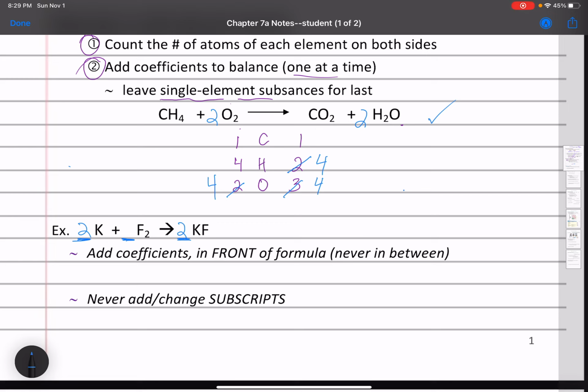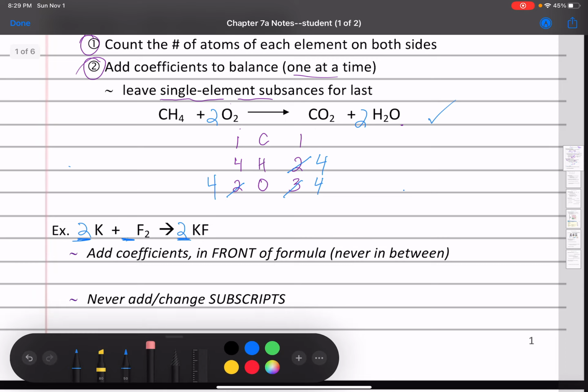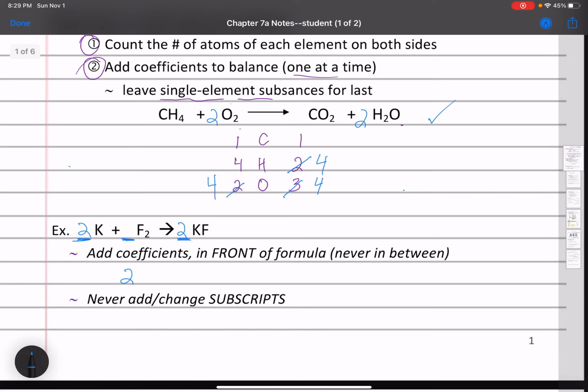In other words, this blank spot here really indicates a coefficient of 1, but we don't usually write that. So 1 is understood. If nothing's there, then we consider that coefficient to be 1. Notice how we said 2 KF. When we were trying to balance that fluorine, what we did not do is stick that 2 in the middle. You can't stick a coefficient in the middle of a formula, only in front of the formula. So don't try that. That's not a thing.